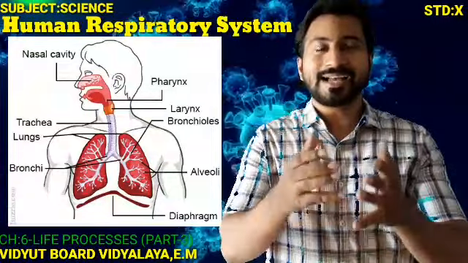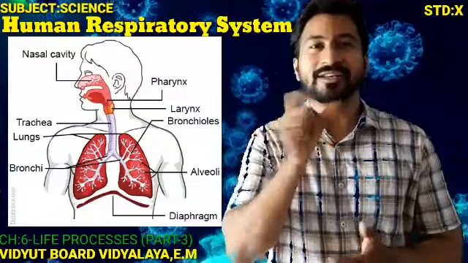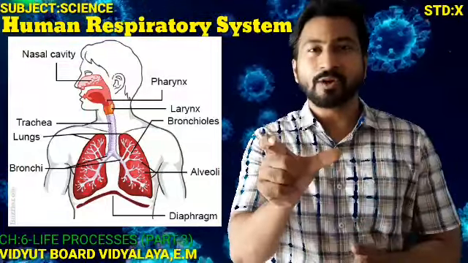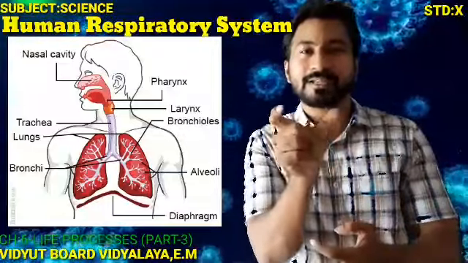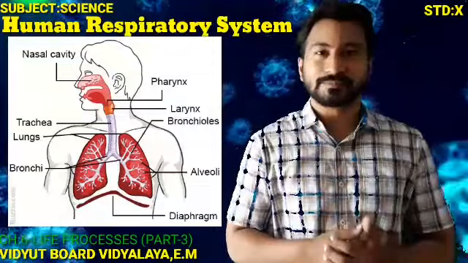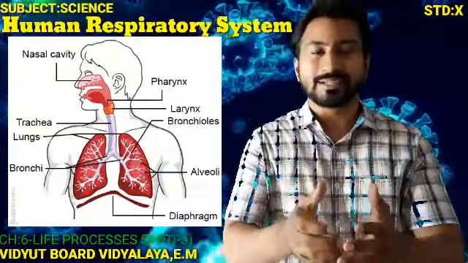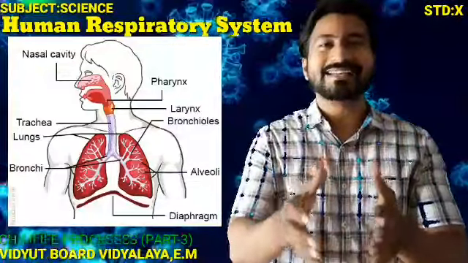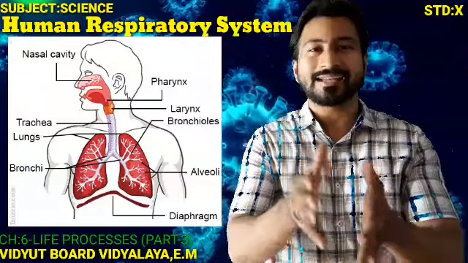Now that trachea is basically made up of C-shaped cartilaginous rings, and the opening of these C-shaped cartilaginous rings is not present towards the outer side, it is present towards the inner side. Further, why is it made up of cartilage? So that even if the air is absent, the trachea maintains its proper shape and texture.